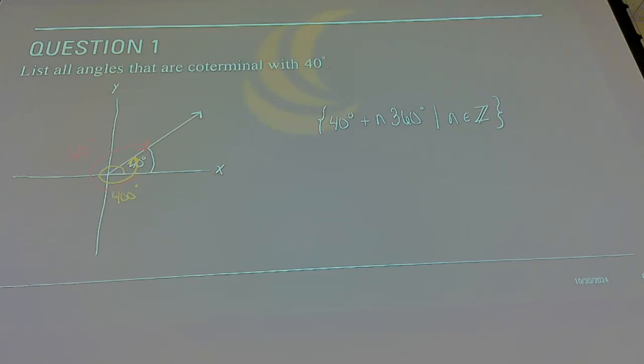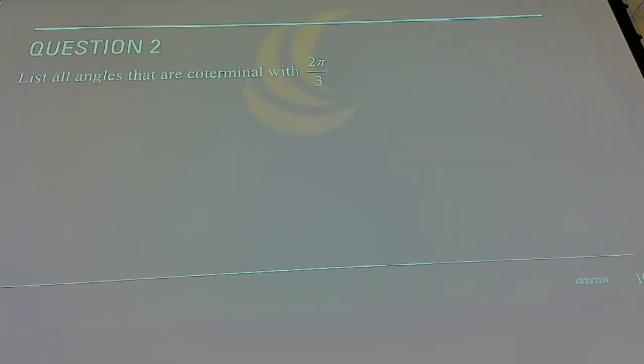The coterminal angles of 2 pi over 3 are going to be the exact same argument, except now in radians. How many radians are in a full revolution?